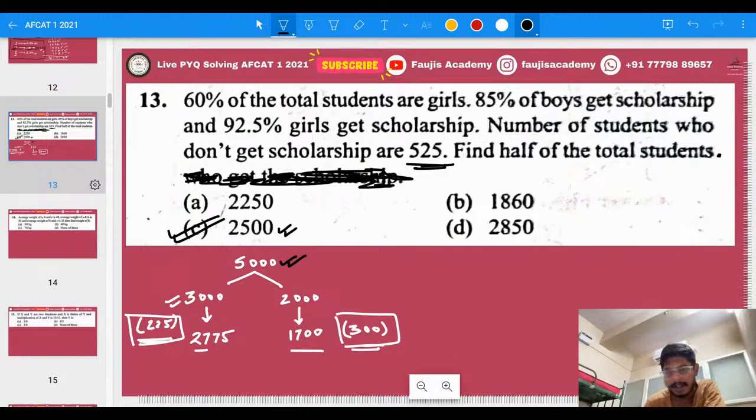2500, right? Had you gone ahead with the traditional method, assuming x, then 0.6x is the female, and 0.4x is the male, and all that stuff, it would have been a lot lengthier calculation, guys. Be a little smart and beat this calculation like this. Okay, all right.